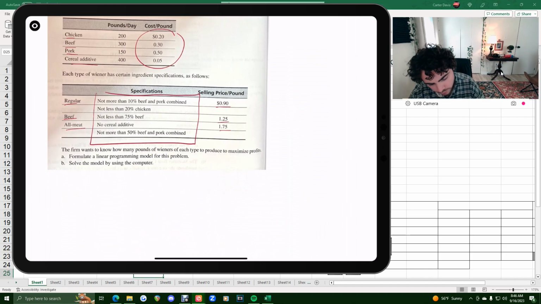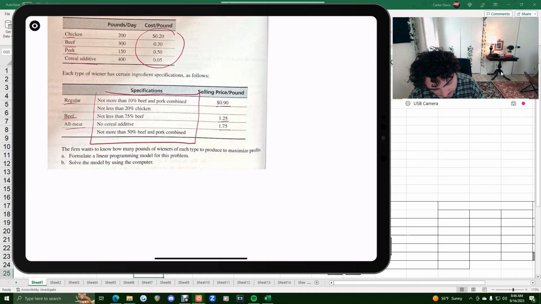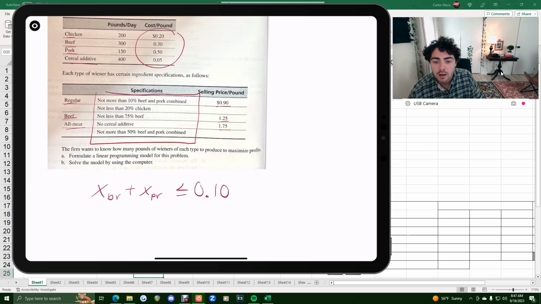Starting with the regular, they say no more than 10% beef and pork combined. So they represent the beef and pork within the regular sausages as X beef regular plus X pork regular. They're saying the combination of beef and pork in the regular is not more than 10%. So it can be 10% and it can be less than 10%, but it cannot be greater than 10%. So the sum of these is less than or equal to 10%.